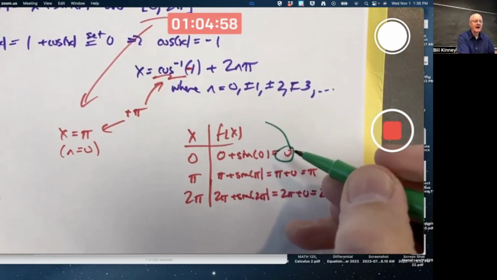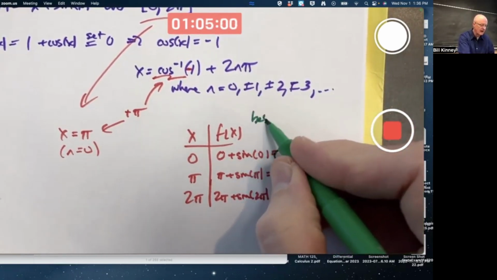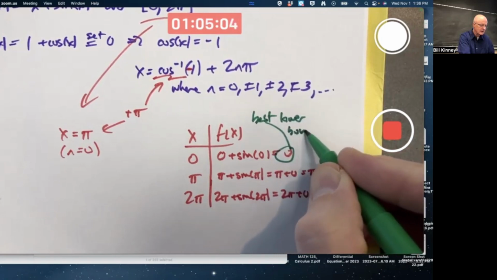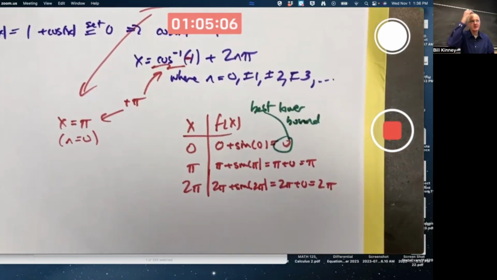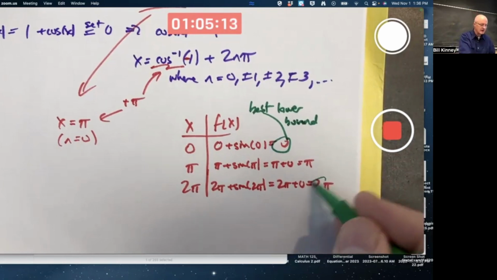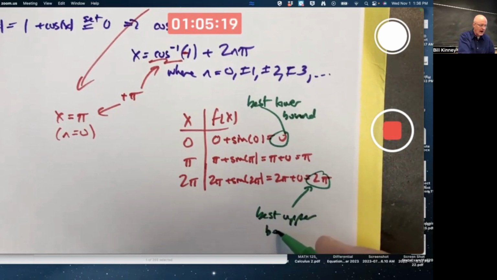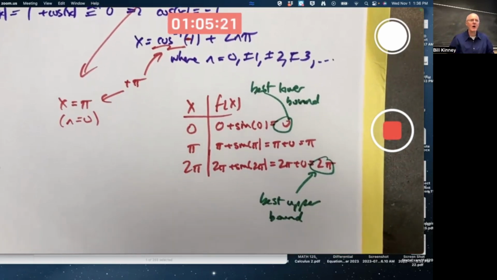There's your global min value. That's the same as the best lower bound. They're just different names for the same thing. Global min value is the same thing as the best lower bound. Global max value 2 pi is also your best upper bound. What does the graph look like here, and why are these called best lower and upper bounds?